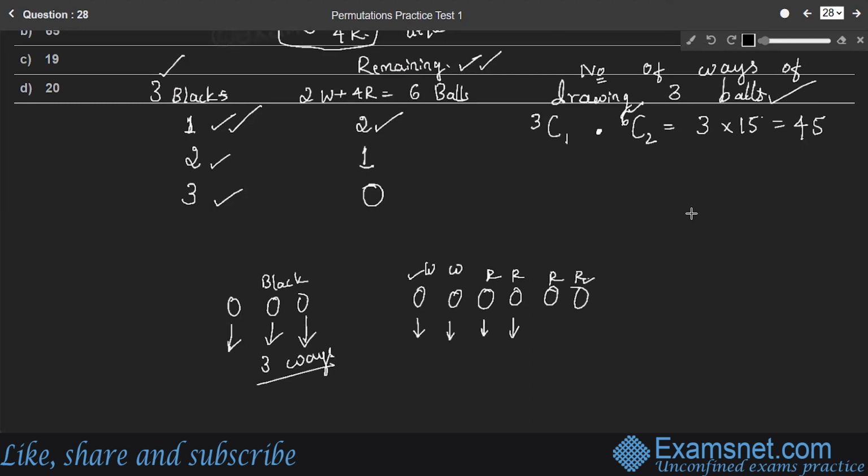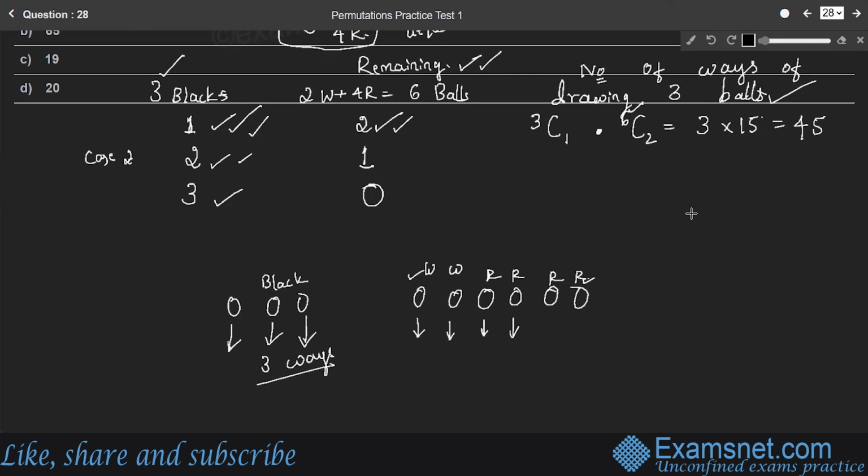If one ball is black and the remaining balls are white or red, there are many combinations. So 45 ways. Now the second case, case 2.